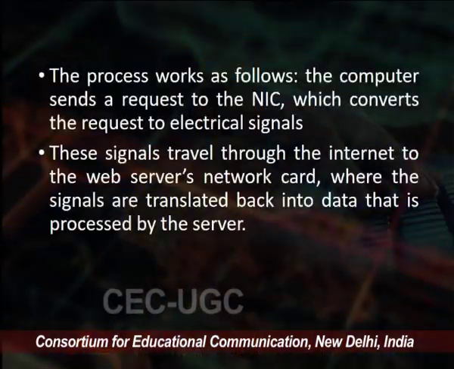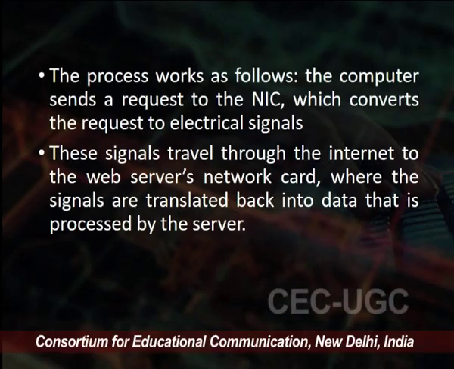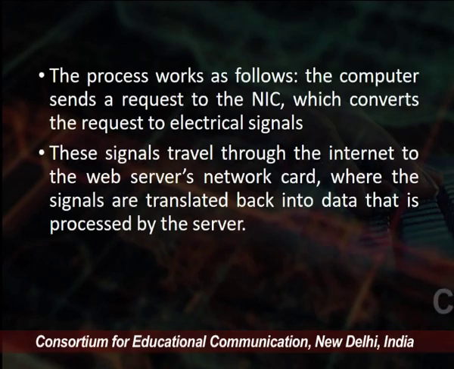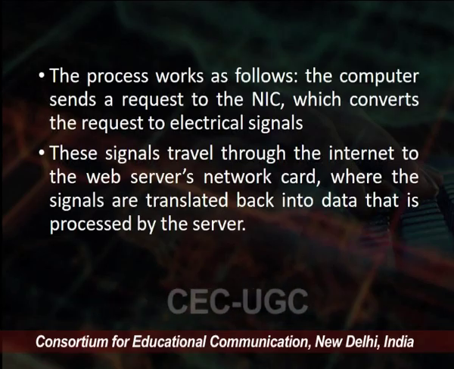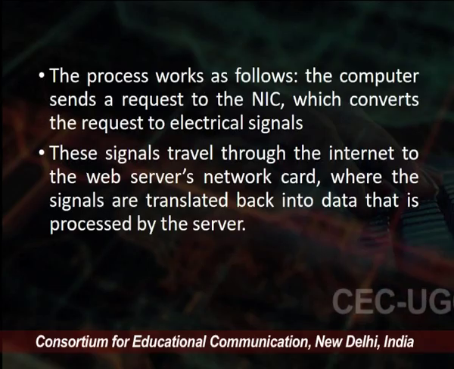The computer sends a request to the NIC, which converts the request to electric signals. These signals travel through the internet to the web server's network card, where the signals are translated back into data that is processed by the server. So, this is the way this whole process goes on. Now, we have seen the NIC, we have seen the RJ45 connector, and within this we have seen the whole process. When the web server responds with a web page, this whole process happens again in reverse.